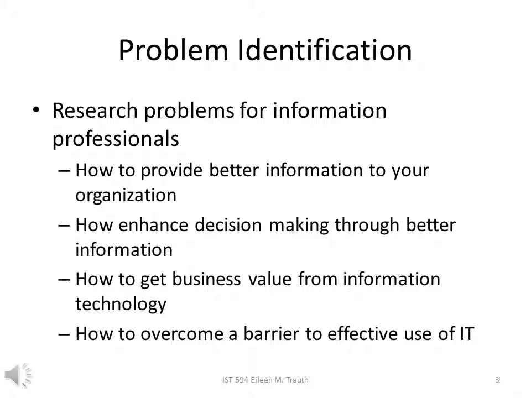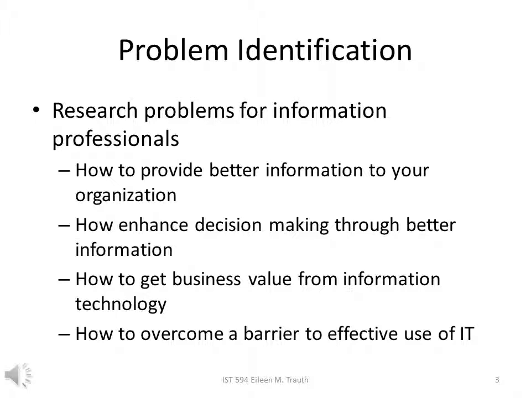Here are some examples of problem identification that exist for information and information technology professionals. One would be how to provide better information for your organization. A second one that's a little bit more specific would be how to enhance decision-making through better information. So there's a host of reasons why an organization needs information, but much of the time it's because it needs to support decision-making. So with better information, we could have better decision-making.